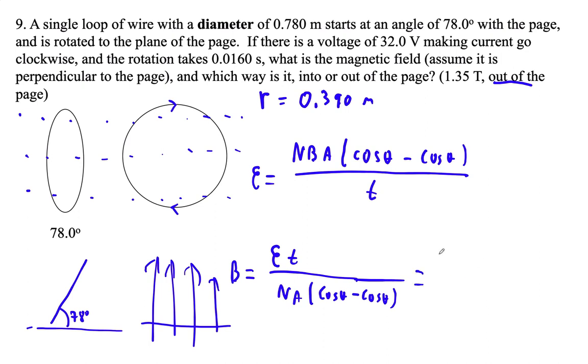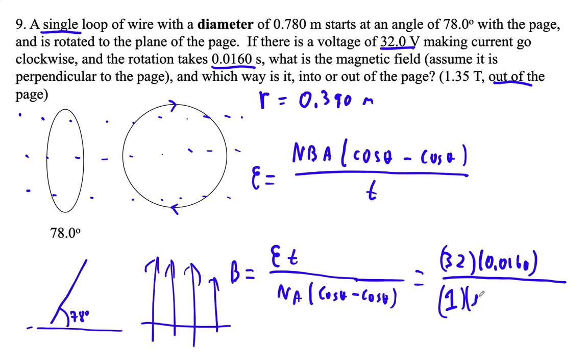Okay. So let's take our EMF is 32 volts, right? And the time is 0.016. Okay, and N is 1, a single loop, right? Our area is pi times 0.39 squared.